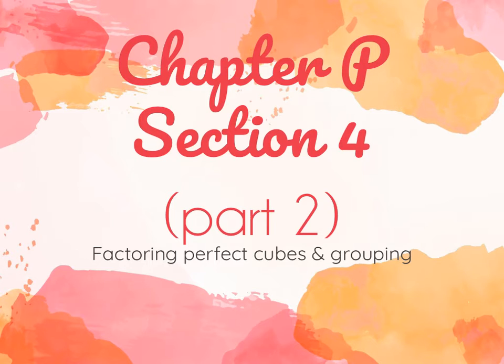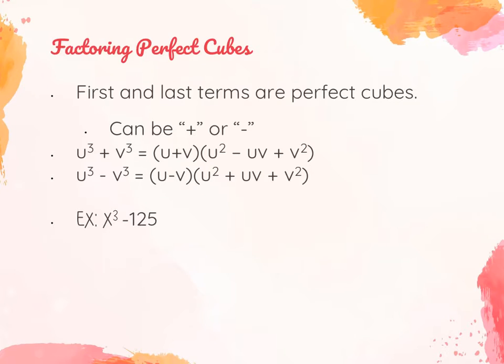Chapter P, section 4, part 2 is factoring perfect cubes and grouping. So we're gonna do 2 more methods today. We'll do 2 more tomorrow, then we'll blend it all together, okay? So we start with perfect cubes. And perfect cubes mean that both the first term and the second term have to be perfect cubes, meaning something raised to the 3rd power.